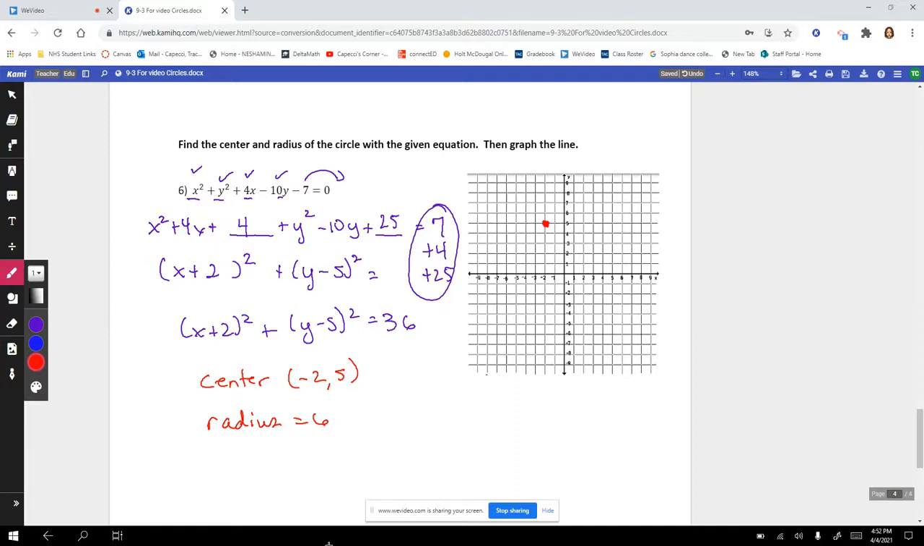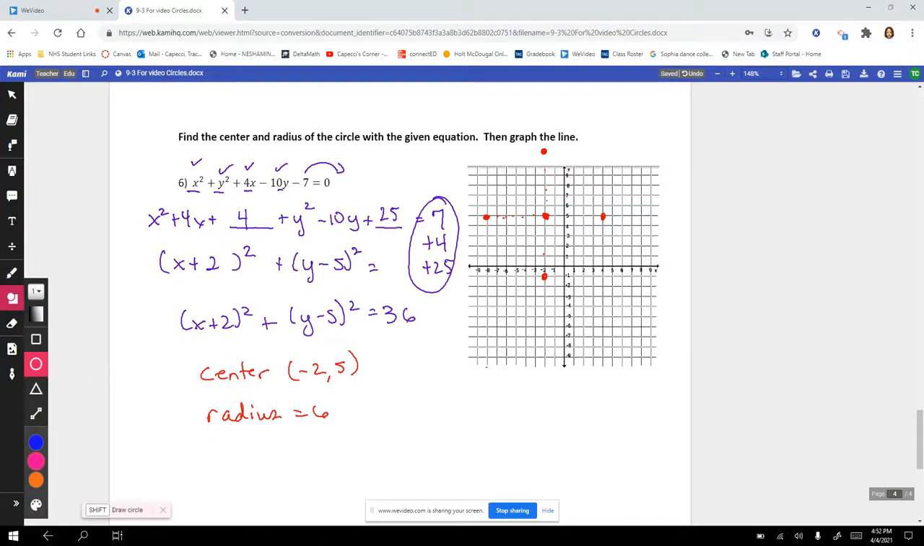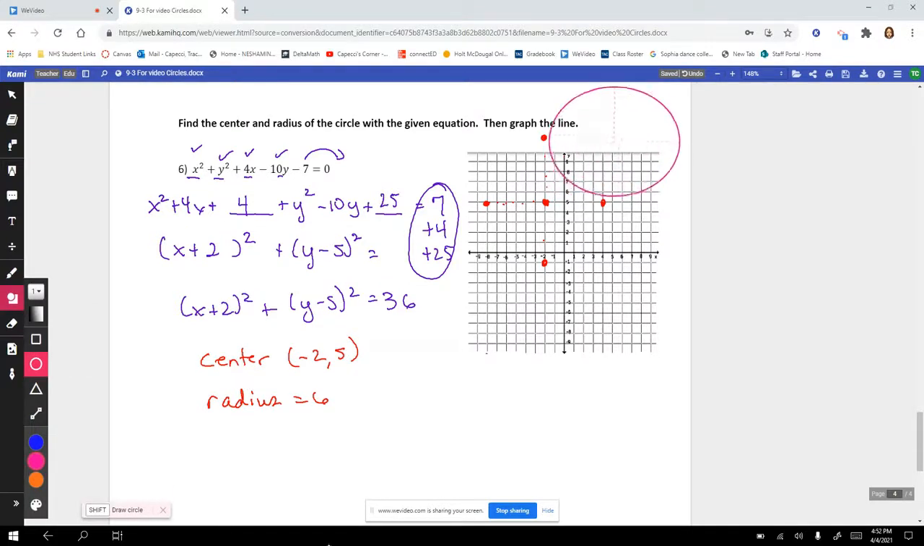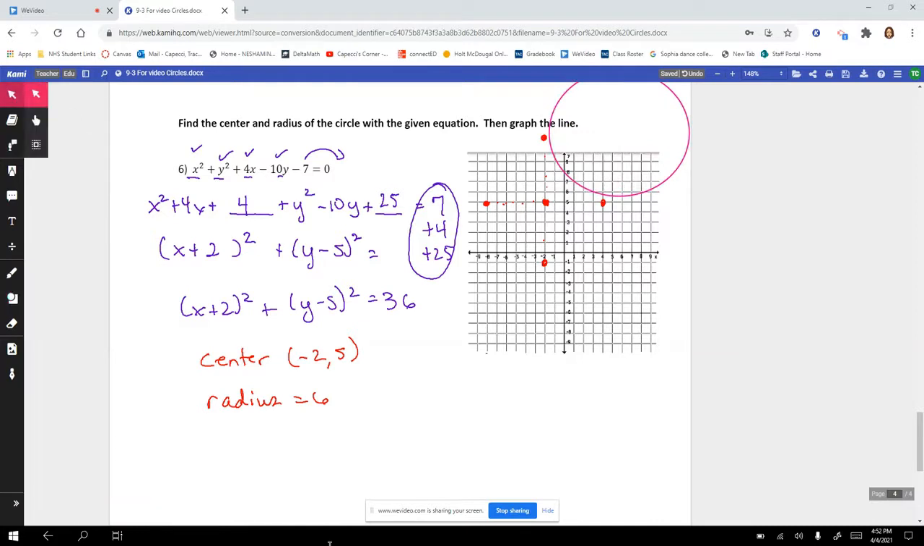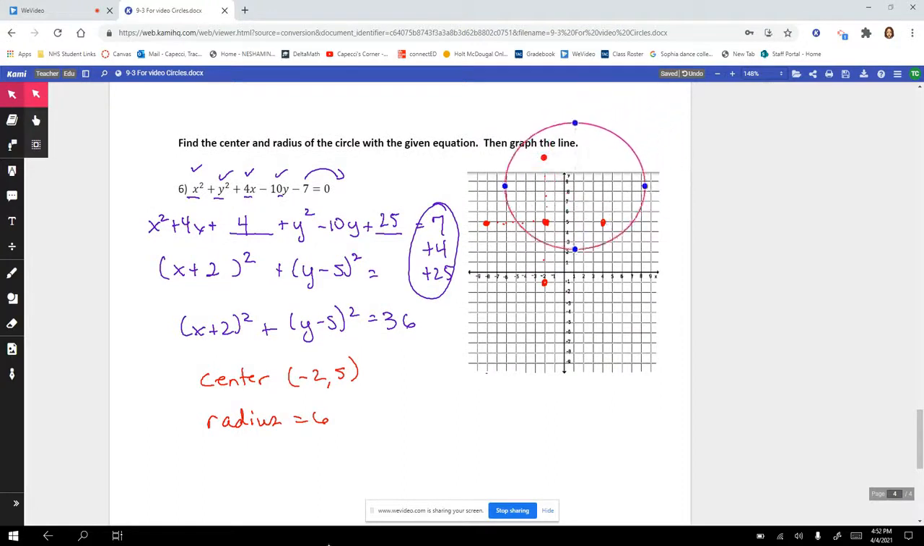So I have 1, 2, 3, 4, 5, 6. 1, 2, 3, 4, 5, 6. 1, 2, 3, 4, 5. 1, 2, 3, 4, 5, 6 is here. 1, 2, 3, 4, 5. I'm off 1 here, so I'll just add it up there. Okay, let's see if I can get this. Use this circle tool again. And then we'll bring it down a little bit. And I'll just adjust it just a little bit so my circle's all set.